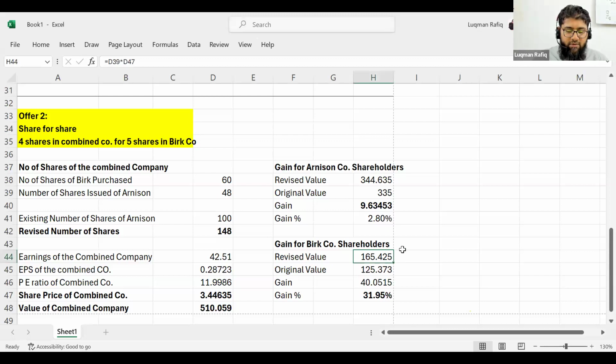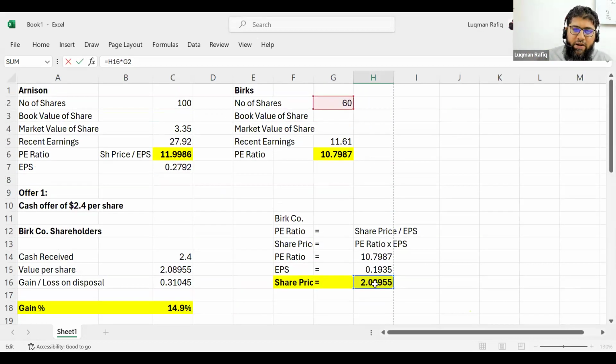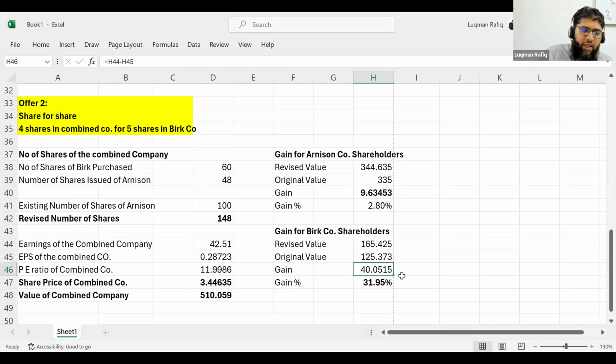Okay, see here. The Burke company shareholders have got 48 million shares in the revised company, and the value of each share is this. What was the original number of shares that they had? They had 60 million shares multiplied by the original value of 2.08955. The gain that they have got is this minus this. The difference is 40 million. The gain percentage is the gain divided by the original value.